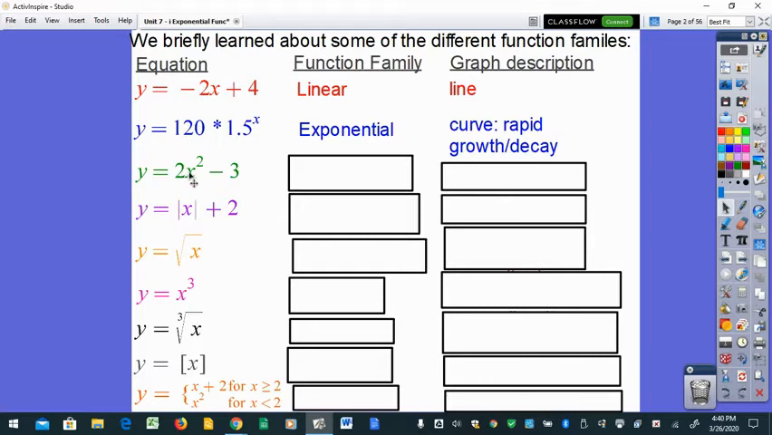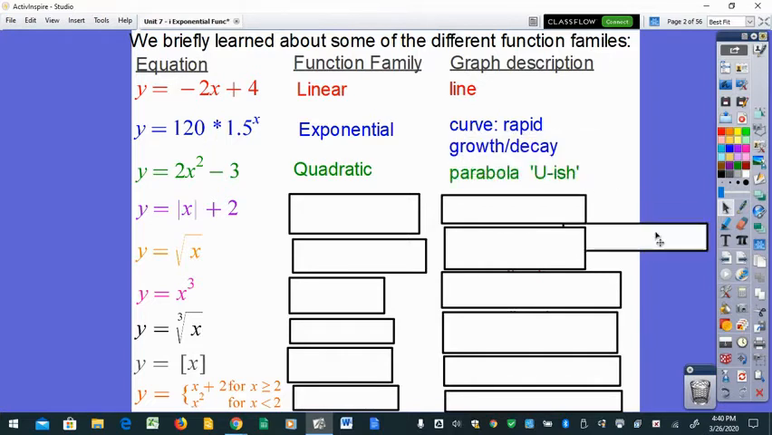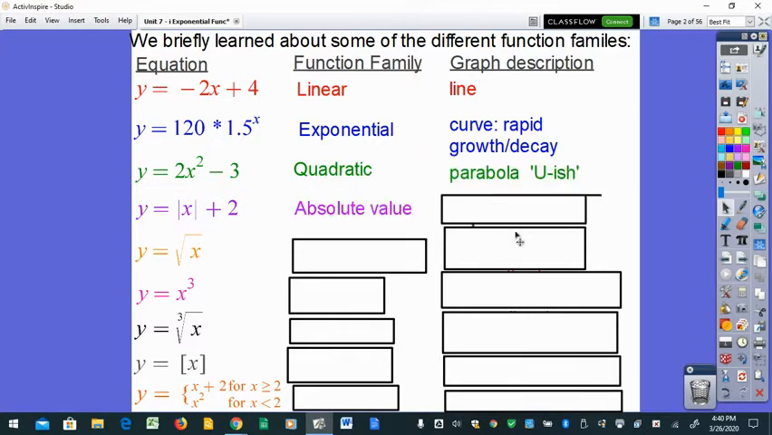The next one, notice the input variable is being squared. That is going to be our quadratic. And we are expecting to see the u, which we call a parabola. It's kind of u-ish. The next one has the absolute value. And whenever we see absolute value, we are expecting the v.